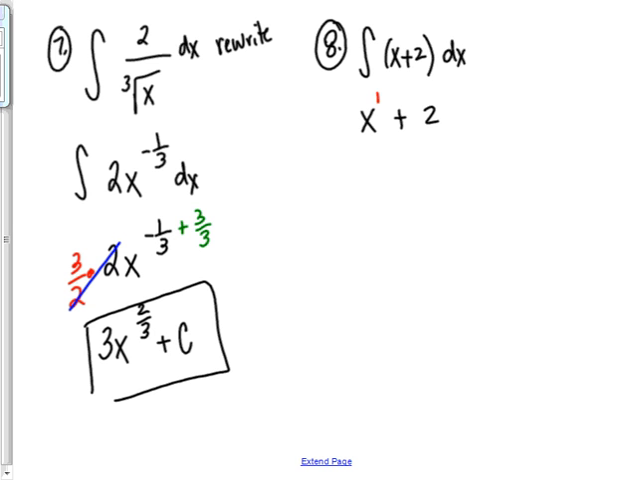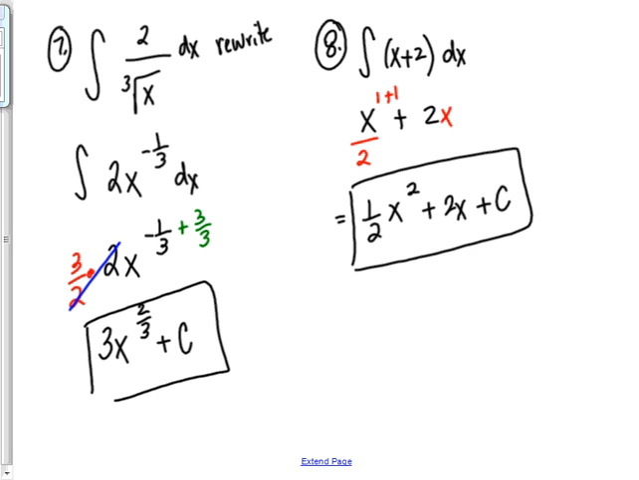So again, that already has a 1. So if I add 1 to it, I would get a new power of 2. And then how do you integrate just a constant? Those are the first 2 we did. We just stick on an x. So this one would be 1/2 x squared plus 2x. And then my plus c. Okay. A couple more. Let's do another one of those.